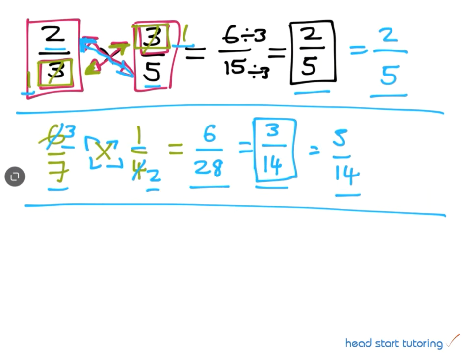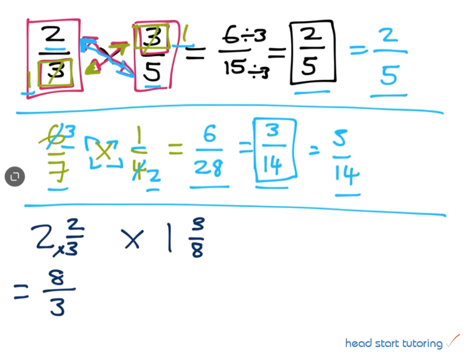Right, let's have a look at 2 and 2/3 multiplied by 1 and 3/8. So what we need to do here is we cannot multiply with mixed numbers. So we have to convert these mixed numbers into improper fractions. So we have 2 times 3 is 6 plus 2 is 8, so we've got 8 over 3, which is equivalent to 2 and 2/3.